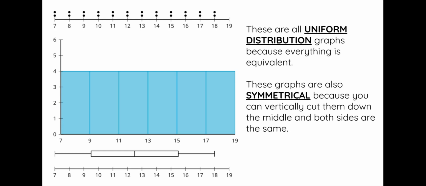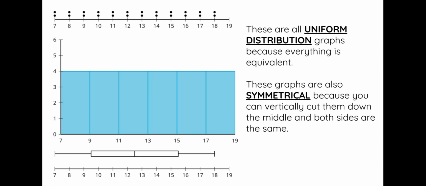These three graphs are called uniform distributions. And the reason why they're called uniform is because everything is the same. You'll see that each of these data points all have two dots above them. The height of each of these bars is 4, which means there are 4 data points that fall between the intervals 7 and 9. And in the box plot, you can see from the minimum to Q1, and from Q1 to the median, median to Q3, and Q3 to the maximum, all those intervals are equivalent to each other.